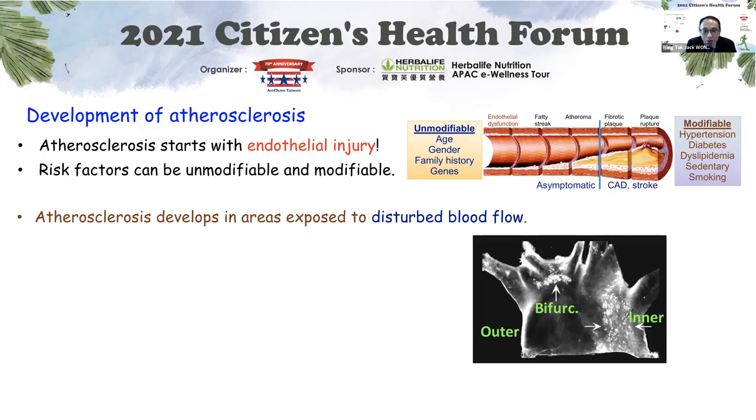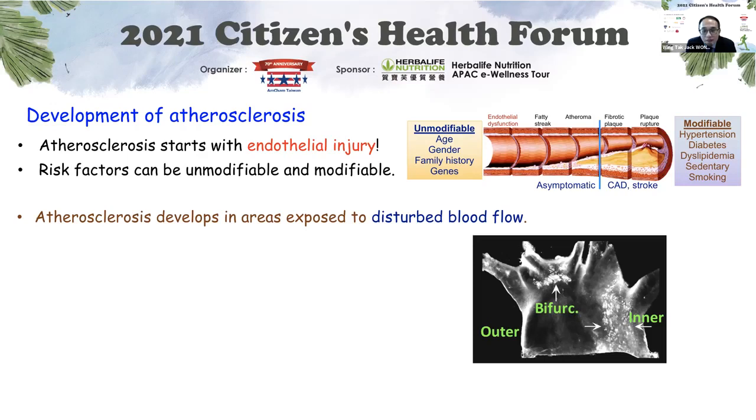The likelihood of occurrence of CVD increases in the presence of multiple risk factors, which may be modifiable or unmodifiable. The non-modifiable risk factors are age, gender, and family history. And the modifiable risk factors are dyslipidemia, hypertension, eating habits, smoking, diabetes mellitus, obesity, and sedentary lifestyle.